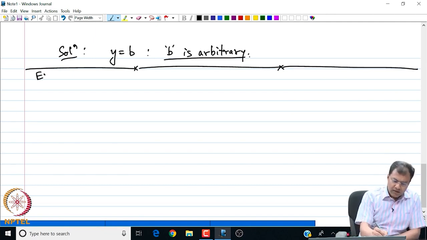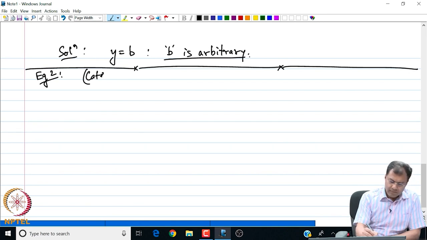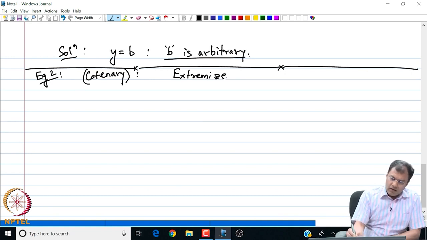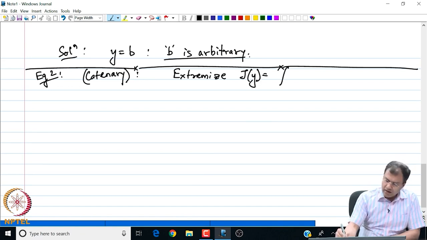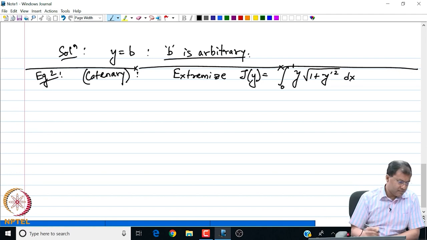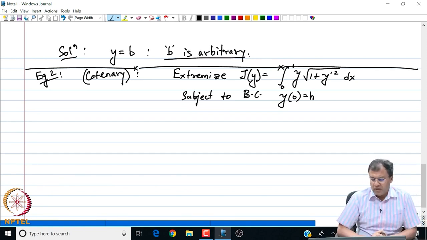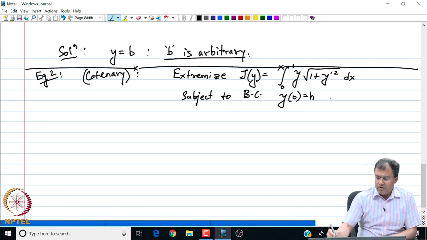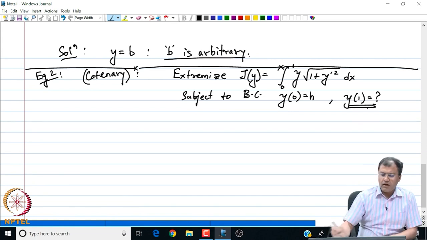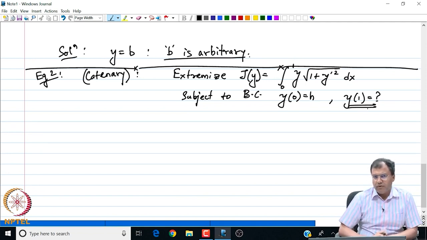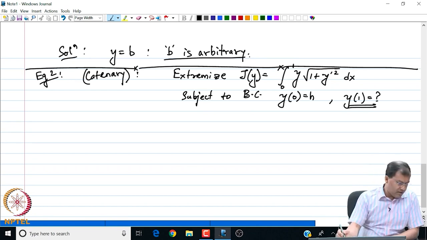Let us now look at another example, the catenary that we have done so many times. So, catenary revisited. I extremize J of y, which is the integral from 0 to 1 of y times the square root of 1 plus y prime squared dx, subject to the boundary condition y of 0 is equal to h. We are given one boundary condition, however we do not know what y at 1 is. We are not given the other boundary condition, which means it is a variable endpoint problem.